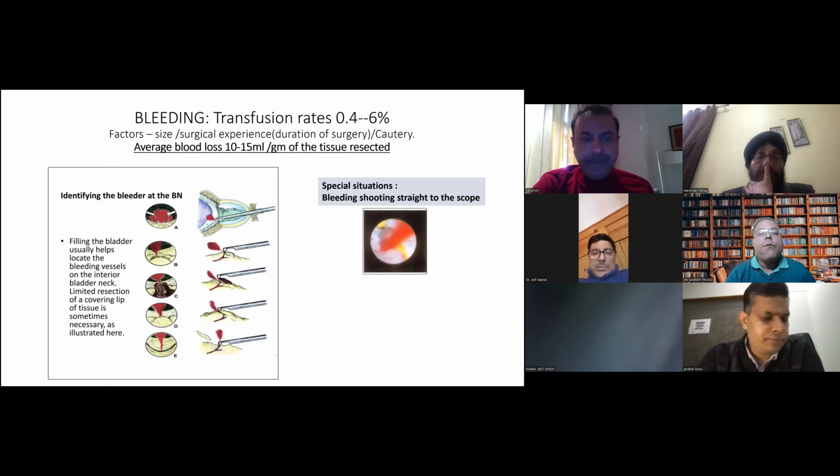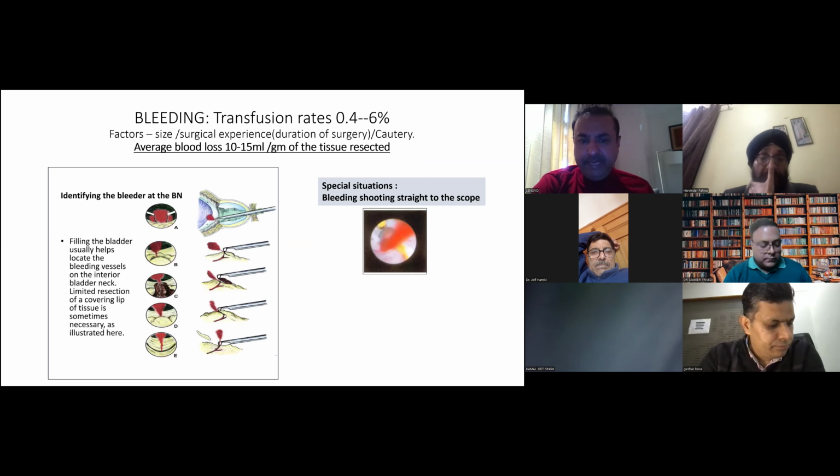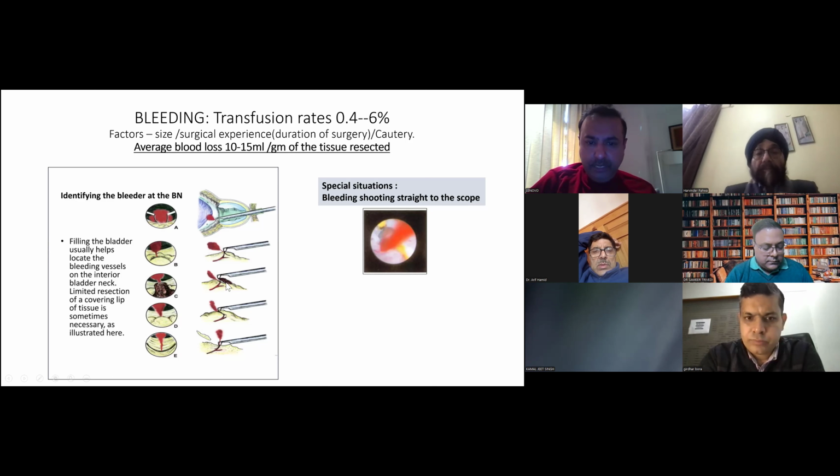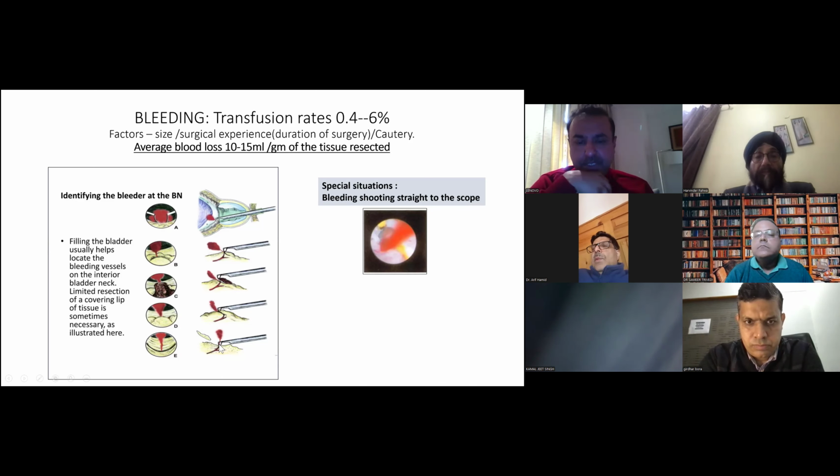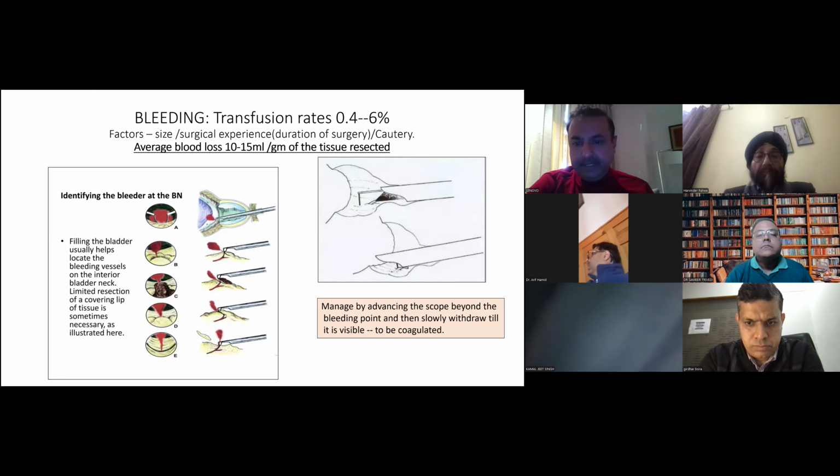You should remember that. And how to identify the bleeding. The straightforward bleeders, as I showed, can be cauterized very easily. But a problem happens if you're not able to delineate a bleeder. Then you need to cut the tissue. Here it is in the third. You can see the tissue has been cut and the bleeder comes directly in front of you, and then you can stop the bleeding. In special situations, the bleeding is coming towards the scope. How do you circumvent that? In this case, you advance the scope sheath beyond it and just move a few millimeters back.